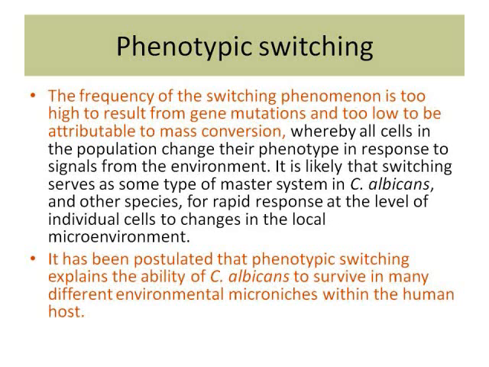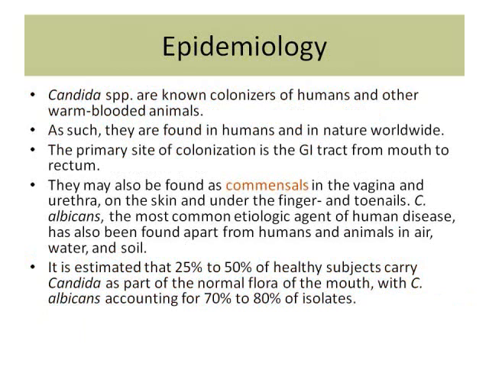Now, as far as their epidemiology is concerned, of course, they are known colonizers of humans and other warm-blooded animals. Remember, I discussed yesterday that it is not part of our course to go into zoonotic infections, those infections that are there for animals, but you still need to know if a particular human pathogen also happens to cause disease in animals. That's what it shows over here. They are found in humans and in nature worldwide. The primary site of colonization is the GI tract, from mouth to rectum, so it's pretty much everywhere. Remember we talked about normal flora, so they are there.